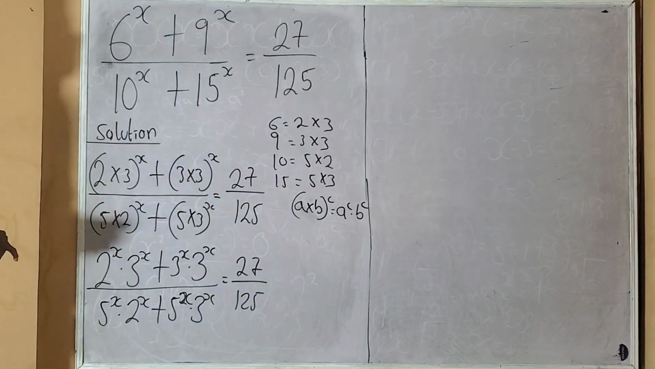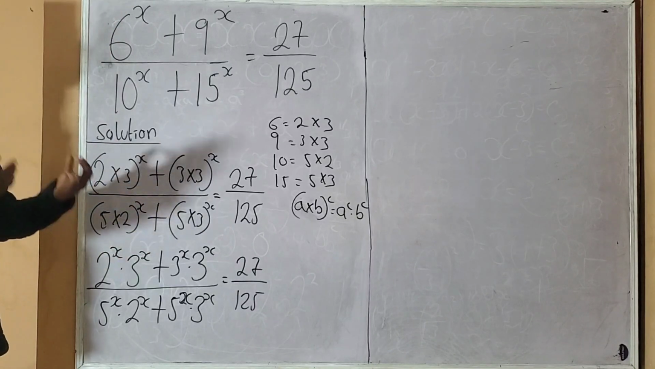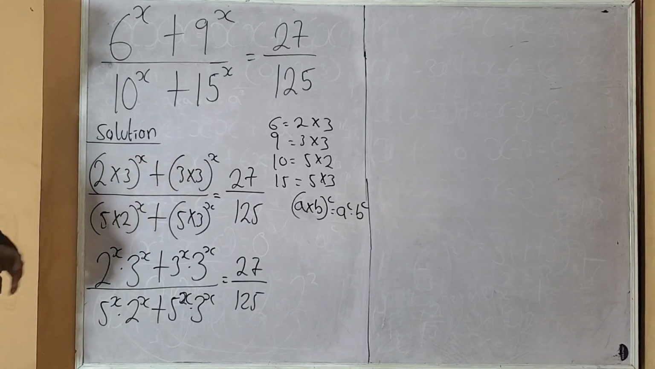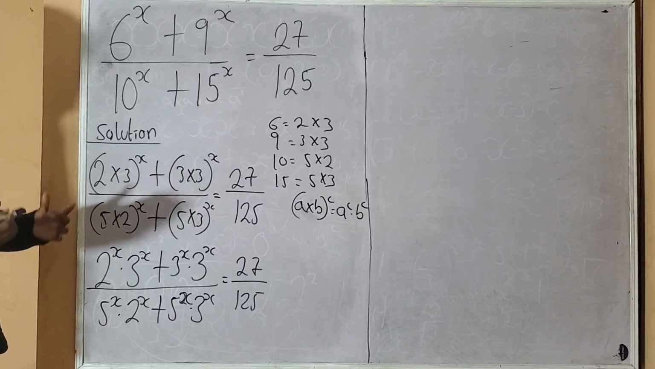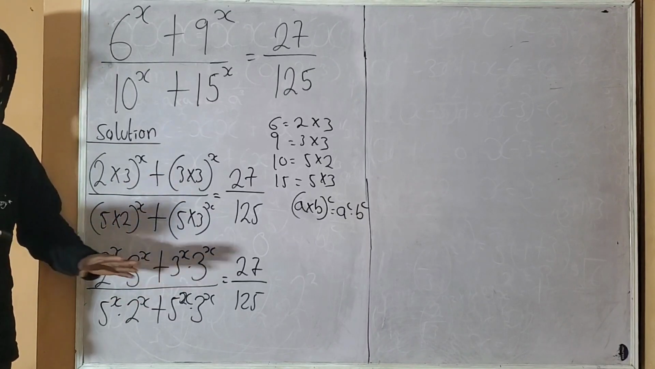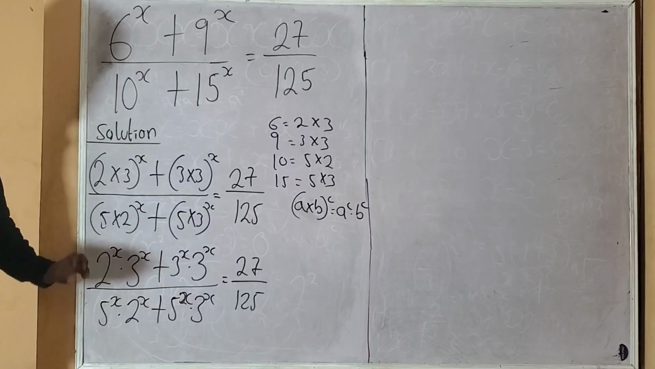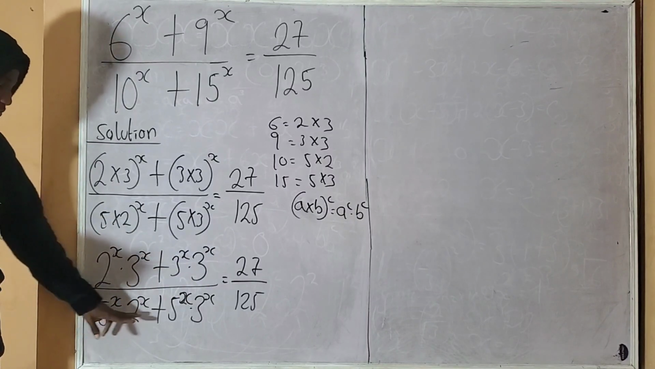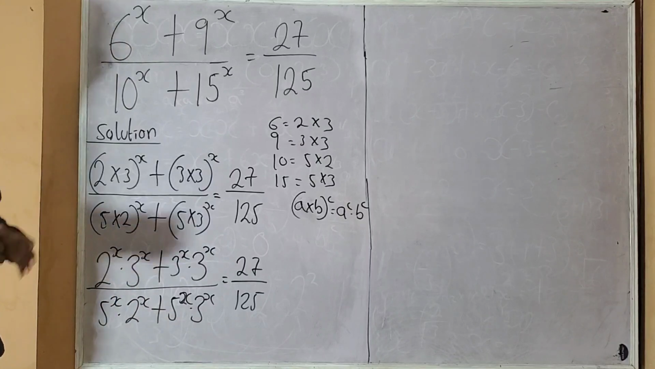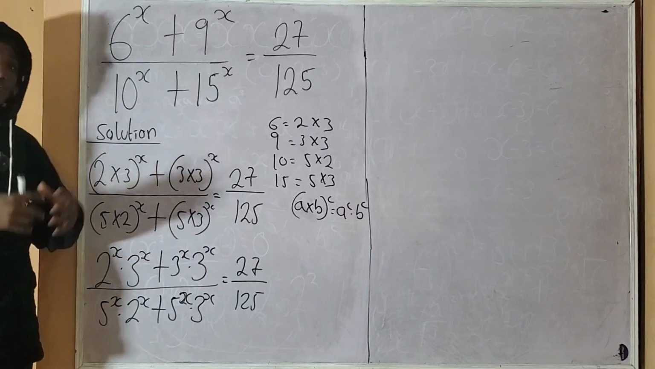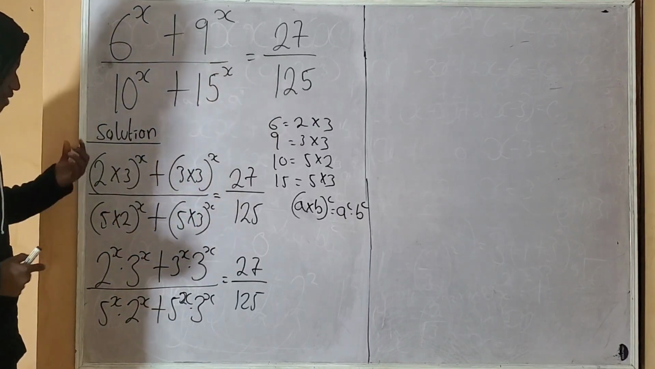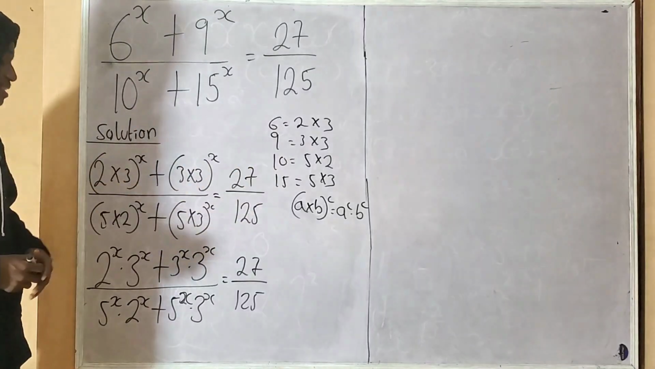Now, let me ask you a question. What is the next step? Or what did you observe at the left-hand side of the equation? If you check well, you will discover that at the numerator, 3 raised to the power of x is common to this and this. So at the denominator as well, 5 raised to the power of x is a common factor. So we're going to factorize out 3 raised to the power of x at the numerator and 5 raised to the power of x at the denominator.